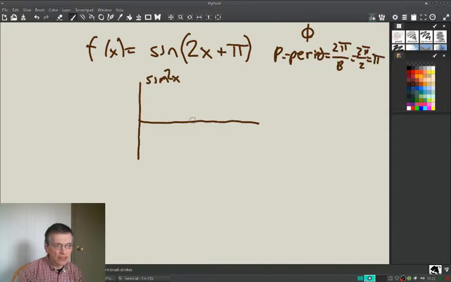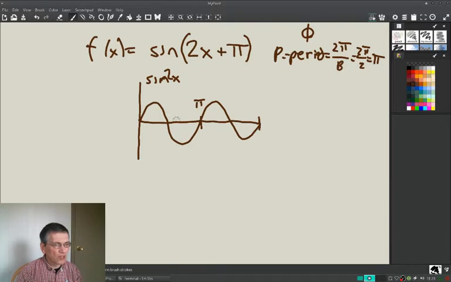So that means this function completes a whole cycle after pi. So sine, and you'll get to know this very well, looks like that. And if this is sine of 2x, then this is pi. And we get another cycle out here. Often we'll just draw one cycle, but know that these curves go on off into infinity.